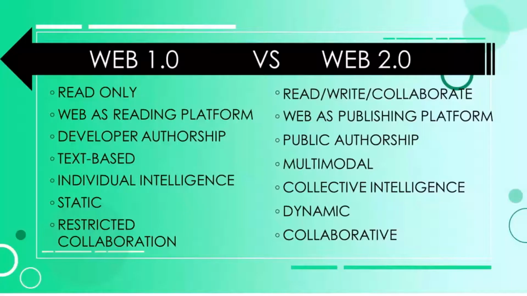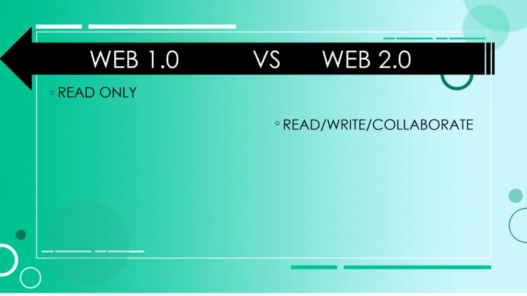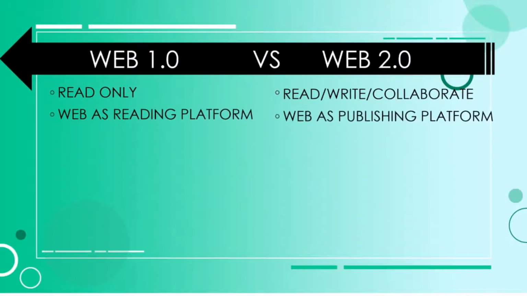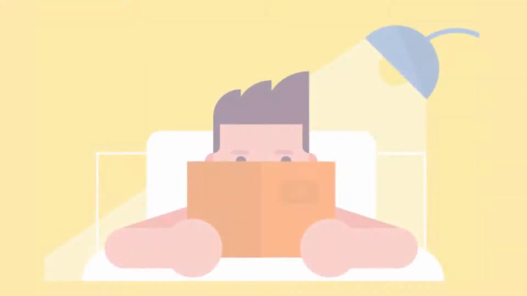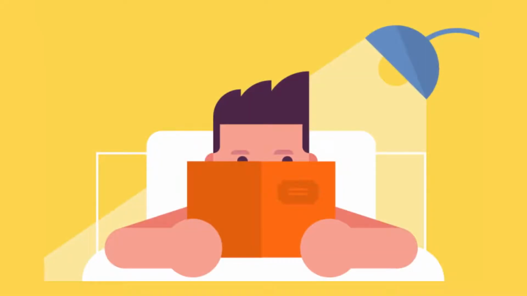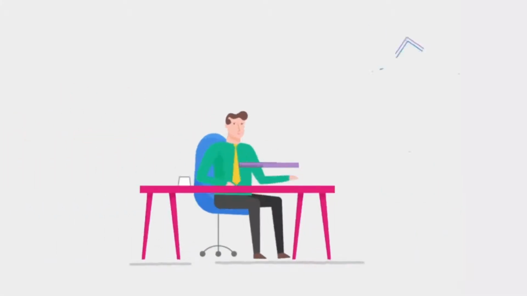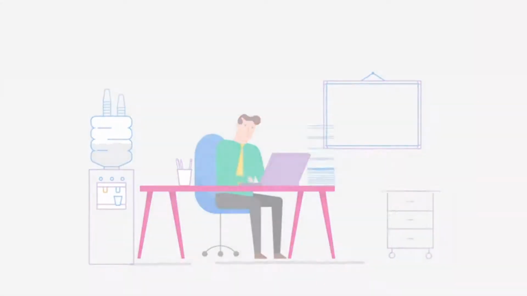Web 1.0 versus Web 2.0. Web 1.0, read only lang yung website, while Web 2.0, read, write, collaborate. Web 1.0, web as a reading platform. Kasi nga hindi ka pwedeng mag-edit kaya reading lang yung pwede. Unlike sa Web 2.0, that is web as publishing platform kasi pwede ka mag-upload or mag-post, mag-share ng content mo.